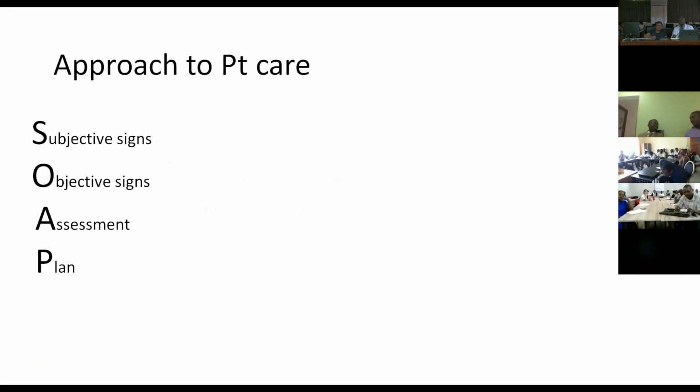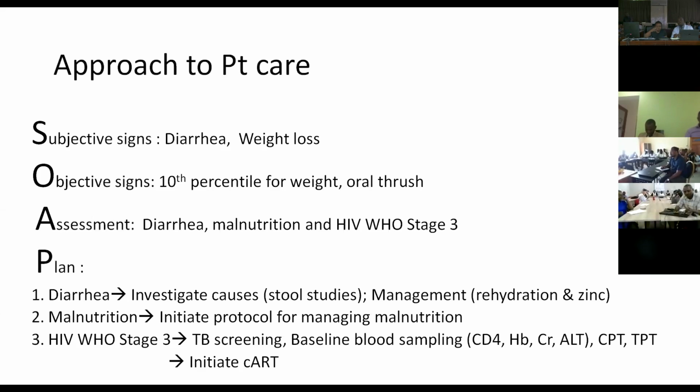Yeah, so quickly, when you get a patient like this one in a clinic, we always have to remember that we have to assess the patient fully, and we use what we call the SOAP methodology in assessing this patient. First of all, we look at the subjective signs, then we look at the objective signs, then you put everything together and you make the plan. I'm glad that a lot of people have suggested a number of things in the plan. When we look at the subjective signs, we know that this child has diarrhea and weight loss, which they have reported as the main symptoms for coming to the clinic.